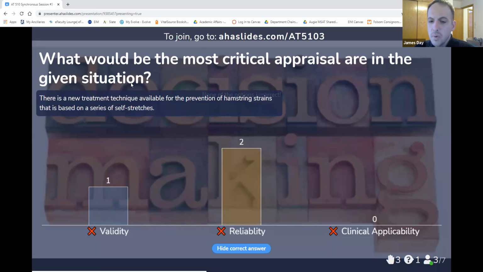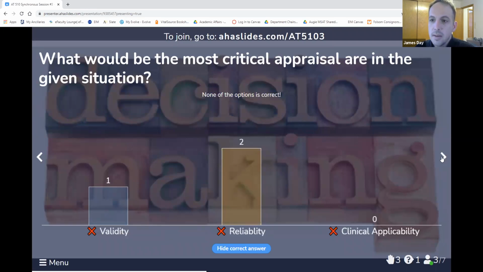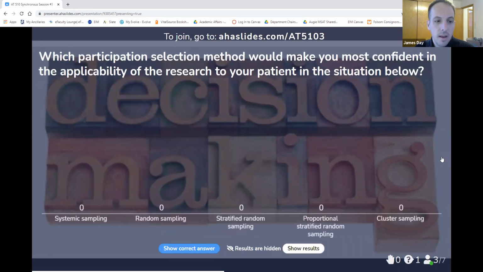Clinical applicability would also be important from the standpoint of, are they testing people that are at risk of hamstring strains as well? But of the most important, there would probably be the reliability, from the standpoint of, can you reproduce the treatment technique? If you don't have enough information or the treatment technique is not reproducible, it's something crazy that one person does, it doesn't matter if it's valid or clinically applicable, because I would not be able to use it. So that's just examples of how those sorts of things can work.